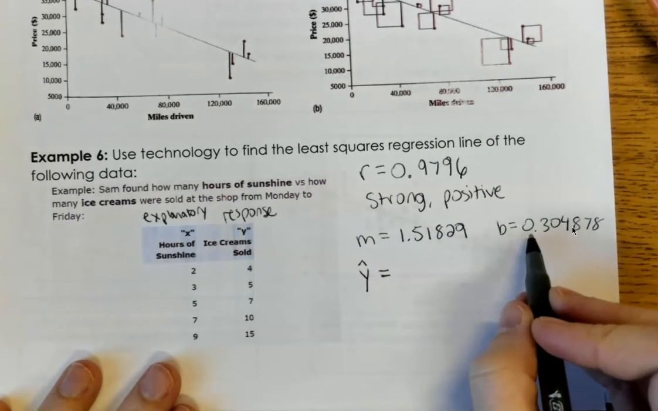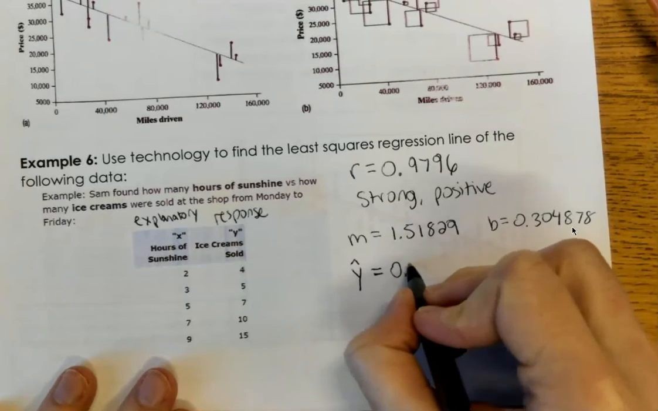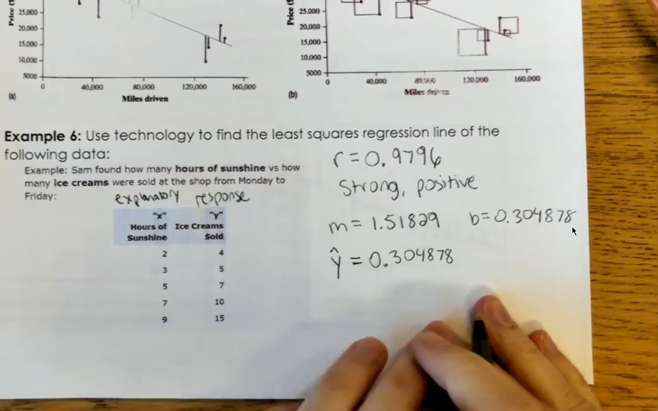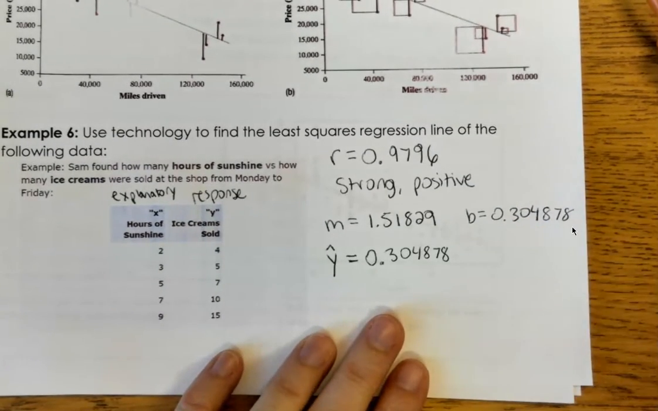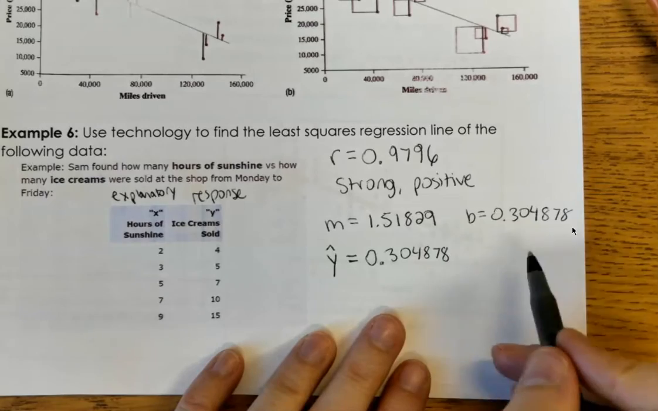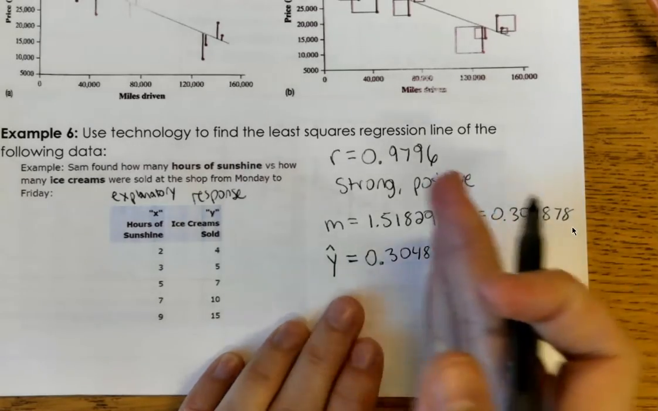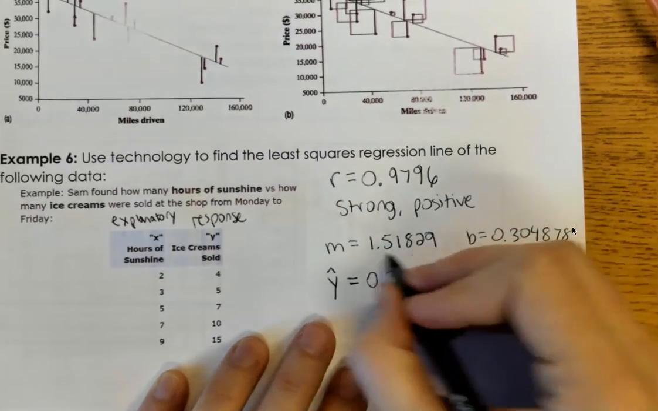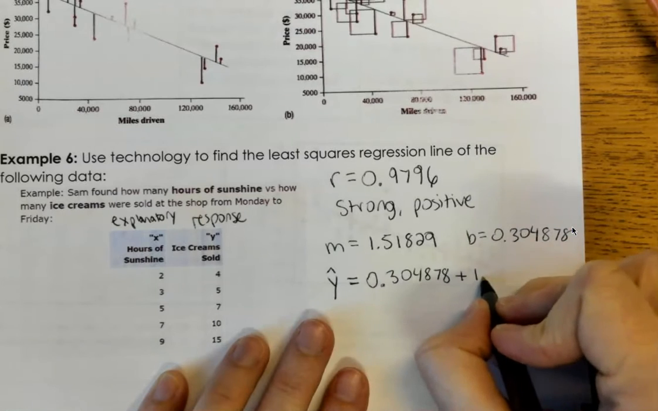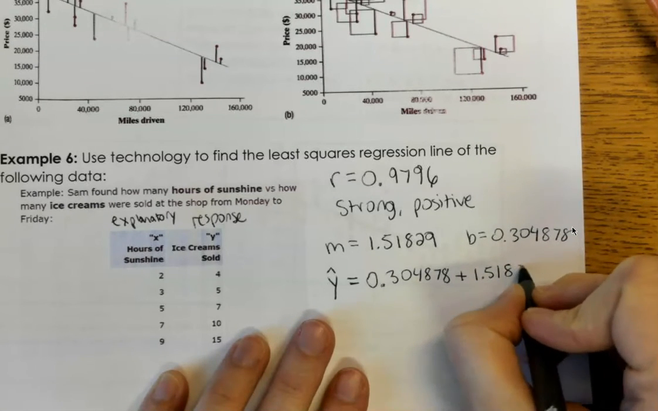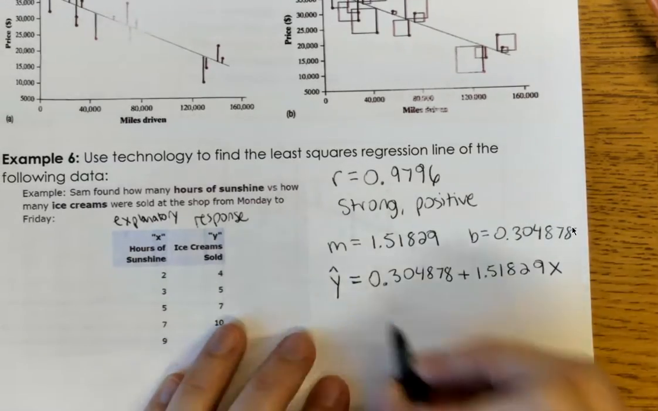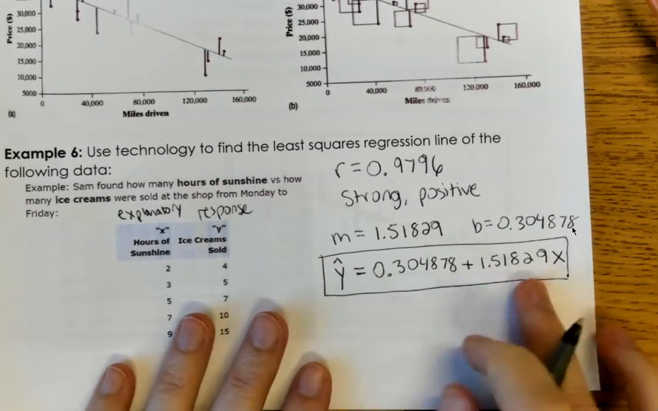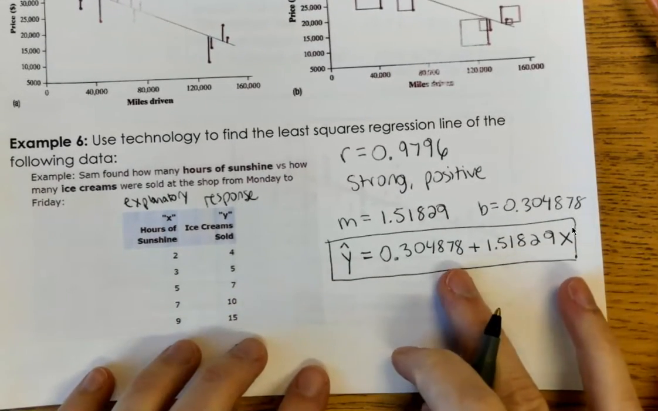Now this time, remember, we put the constant first. And we put the constant first in statistics because there could be more and more explanatory variables. There doesn't have to be just one. So as we add explanatory variables, it makes more sense to put the constant first and then add on the variables as we go. So here's my constant, and then plus, my M is positive, plus 1.51829x. So this is my least squared regression line. Let's go ahead and try and interpret the slope and interpret the y-intercept.